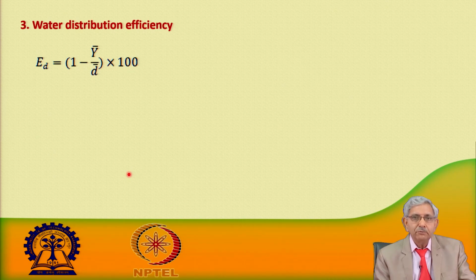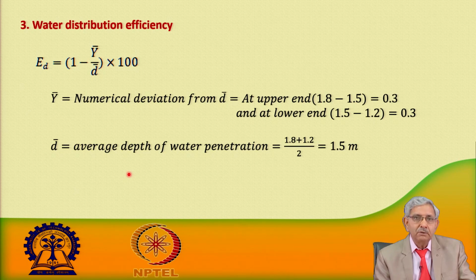Now, water distribution efficiency is given by 1 minus y bar divided by d bar, into 100.